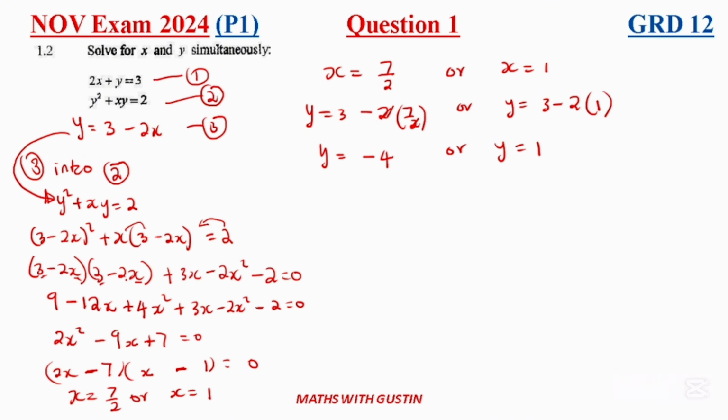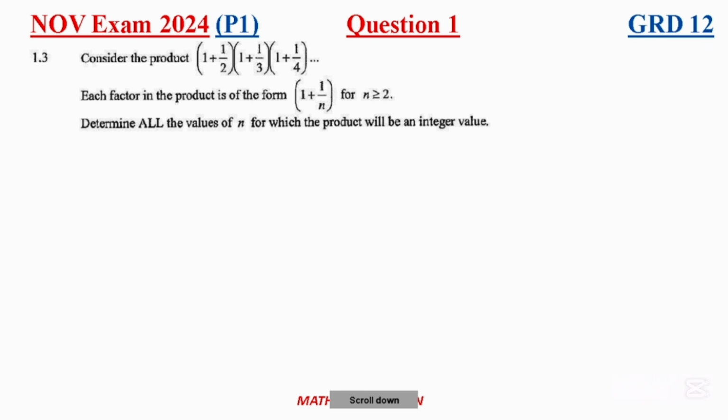So moving right along, let's move on and come to a very interesting question, 3.1. Here, it says to consider a product which is given in this case by 1 plus 1 over 2 multiplied by 1 plus 1 over 3 multiplied by 1 plus 1 over 4. And then they say that each factor in the product is of the form 1 plus 1 over n, where n is greater than 2. So which is very interesting. We're going to deal with this one.